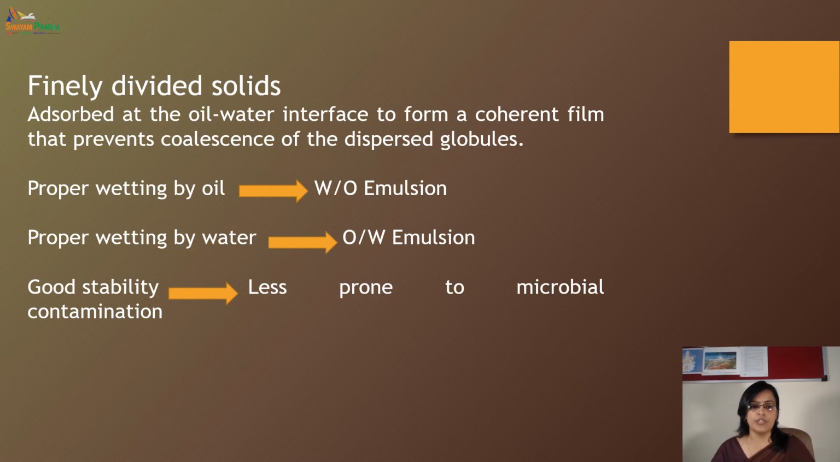Finally divided solids. These finely divided solids act as emulsifying agents, absorbed at the oil-water interface to form a coherent film that prevents the coalescence of the dispersed globules. So this is how it is going to help. Proper wetting by oil will form a water in oil emulsion, and proper wetting by water will form an oil in water emulsion. They have good stability, and they are less prone to microbial contamination.